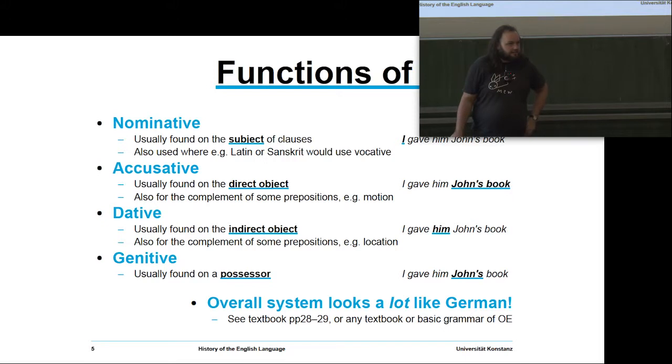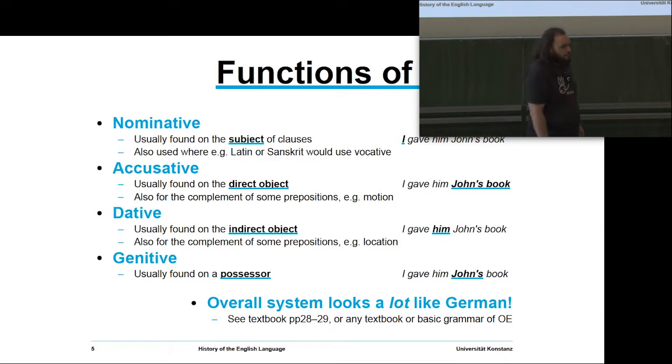That's the sort of generalization. In Old English, there are a bunch of prepositions that behave like this. Not all of them, but some of them do. And typically, if you have a preposition of motion, it will be followed by the accusative case. So prepositions specify what case you get after them, and in motion cases, it's the accusative.